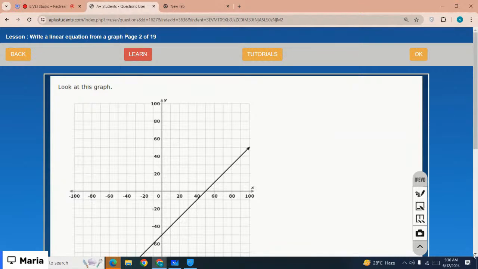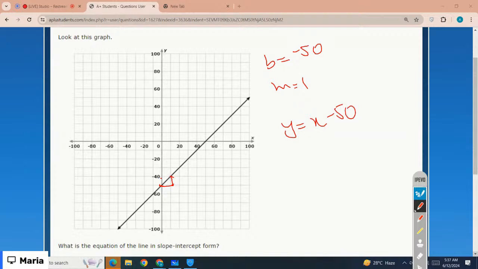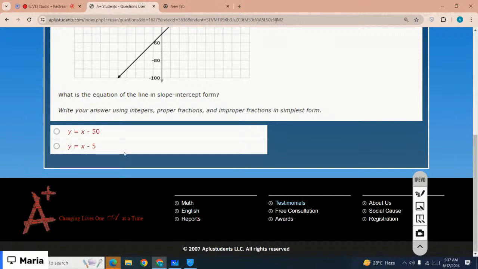Look at this graph. You need two things. The y-intercept is the point where the graph is touching the y-axis. So here is the point, -40, -50. So b equals -50. The other thing you need to find is the slope. Just use any two points, the change in x and change in y. That means the slope is 1. So the equation is y equals x minus 50. Got it? The correct option is y equals x minus 50. Option number 1 is the correct option. Got it?